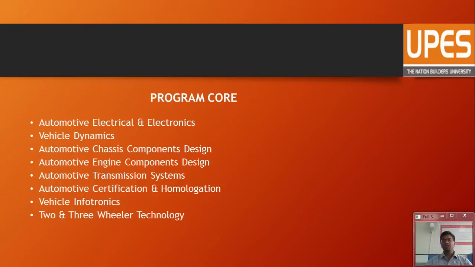Automotive certification is a very important parameter. Any manufacturer who is going to manufacture a vehicle has to satisfy certain norms, and according to those government norms, he has to fulfill all those requirements. Only then can he put his vehicle on the road. So that subject you will also study: automotive certification and homologation.